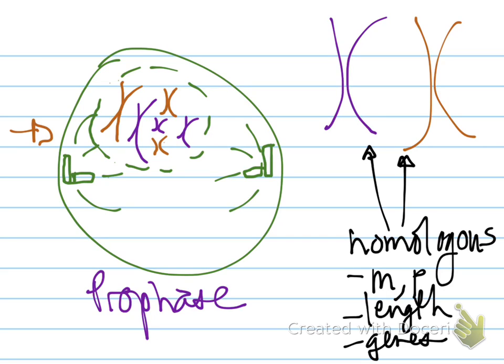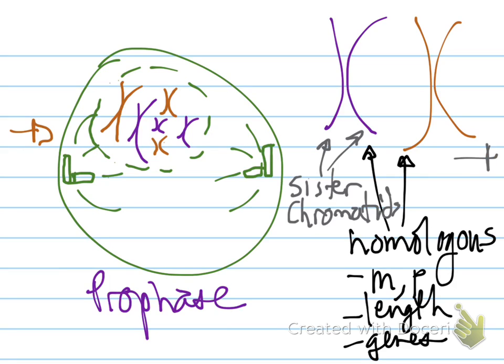But these other 2 here that are exact copies of each other aren't homologous chromosomes because they are not a maternal-paternal pair. These 2, since they're exact copies of each other, are what we call sister chromatids. But let's move on. So, let's switch colors here. I'm getting pretty good at this. All right.